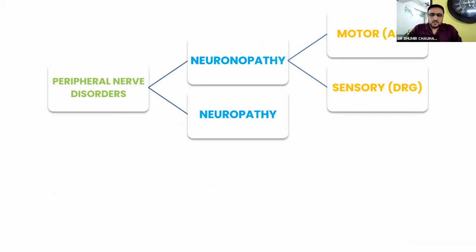Broadly, peripheral nerve disorders can be divided into two portions. One which affects the cell body is called neuronopathy. Neuronopathy can again be subdivided into the motor neuron being affected, called anterior horn cell disease, and the sensory neuron being affected, called dorsal root ganglion disease. The other portion is where the nerve fiber or filament is affected. It is called neuropathy or peripheral neuropathy, which we commonly understand.